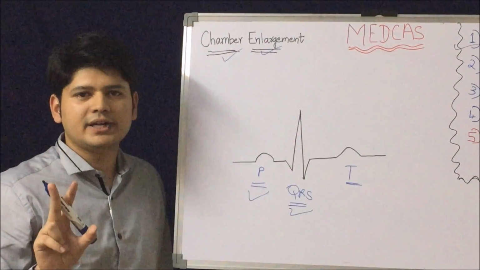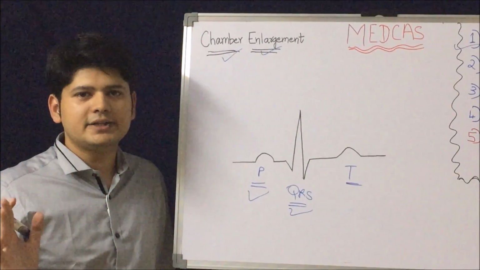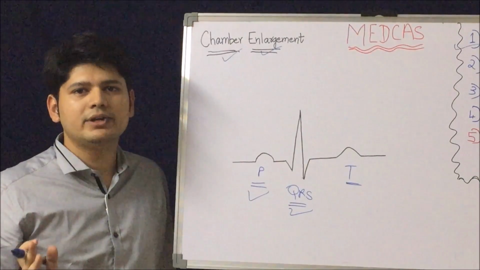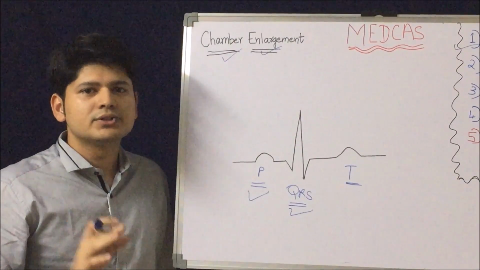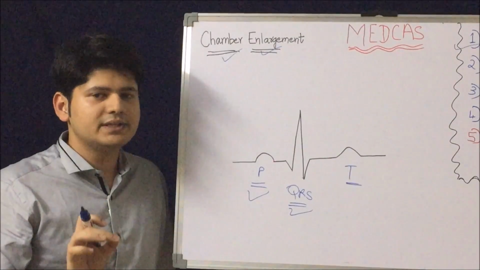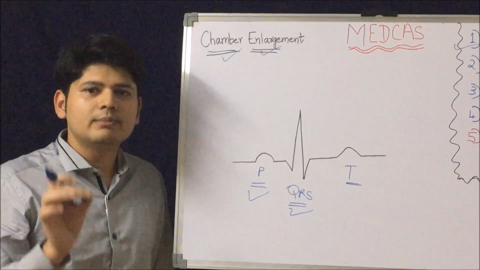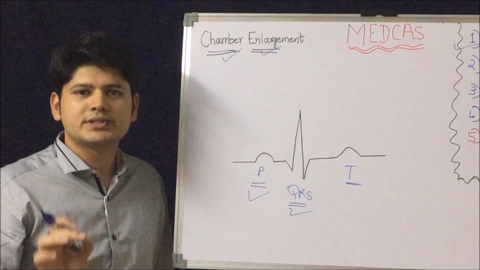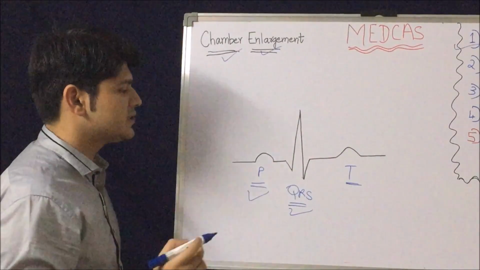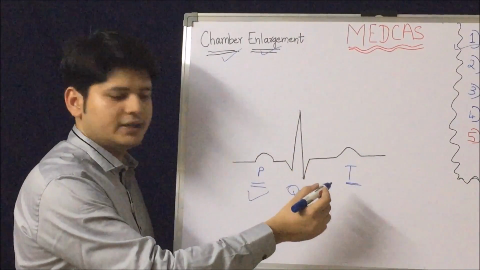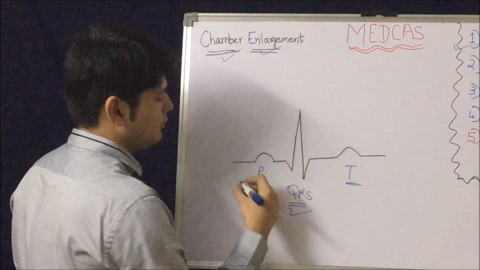It has 2 atria and 2 ventricles: right atrium, left atrium, right ventricle and left ventricle. So these chambers of the heart should come somewhere on the ECG. That's what today's discussion is. Okay, so first let's understand why these waves are created. Let's focus on the P wave right now.